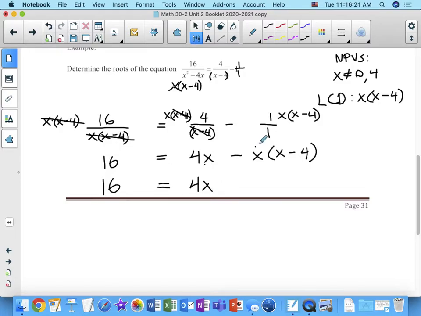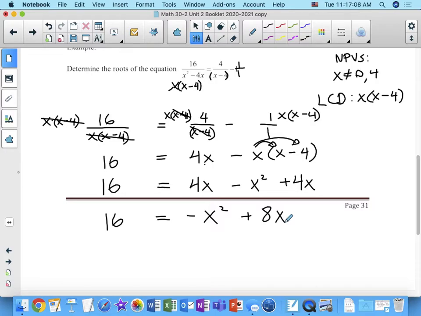So minus x times x is minus x squared. And then minus x times minus 4. What does that become? Yeah. Plus 4x. Okay. And now if I collect like terms on the right side, I'm going to get 16 equals negative x squared, and then 4x plus 4x is plus 8x. Okay? All right, so what type of equation am I dealing with in this situation?